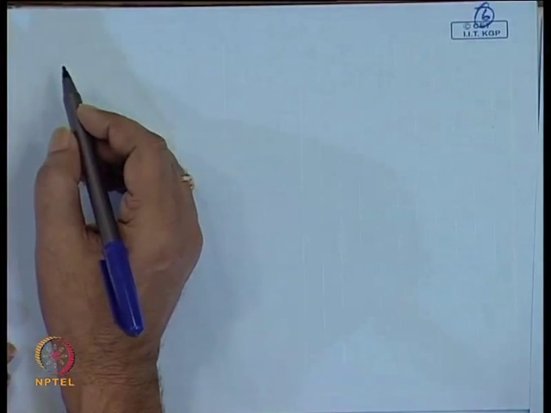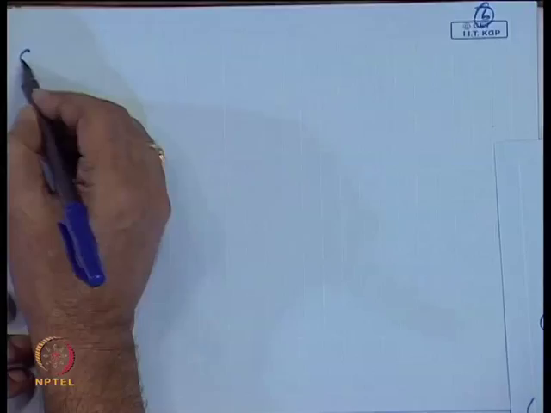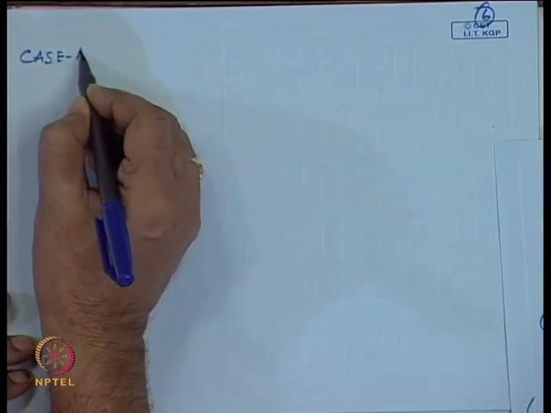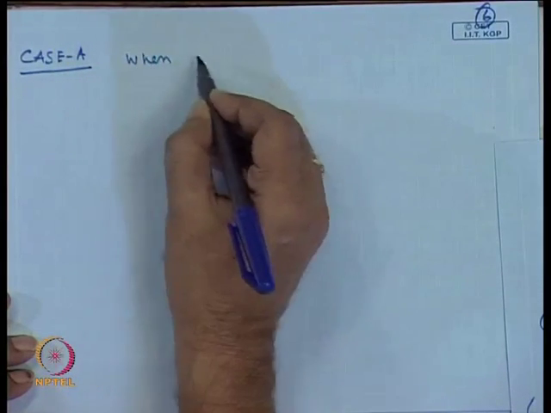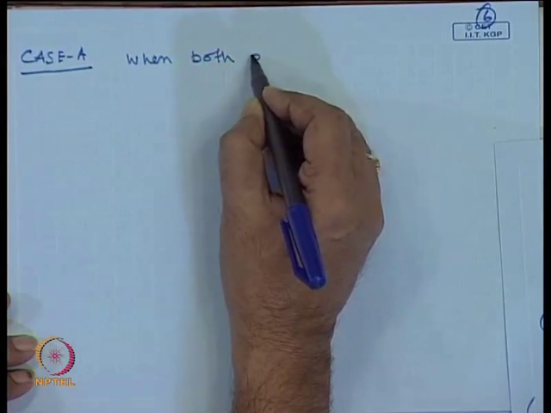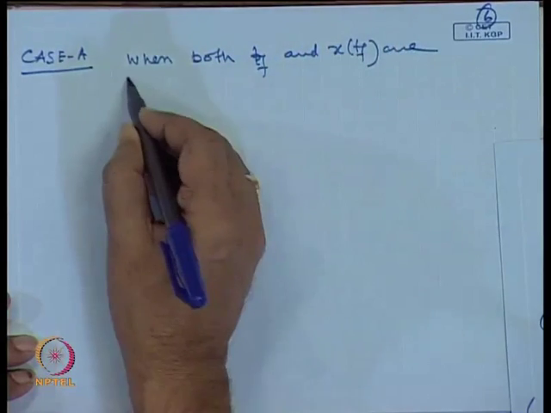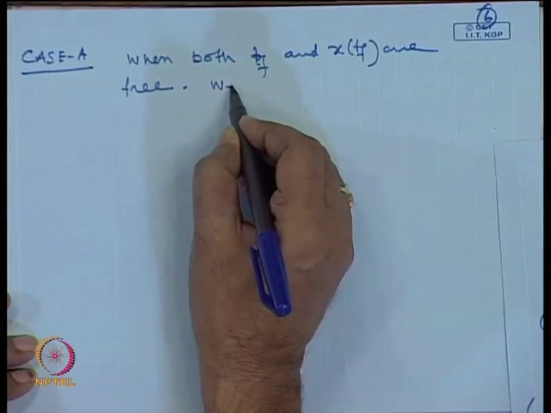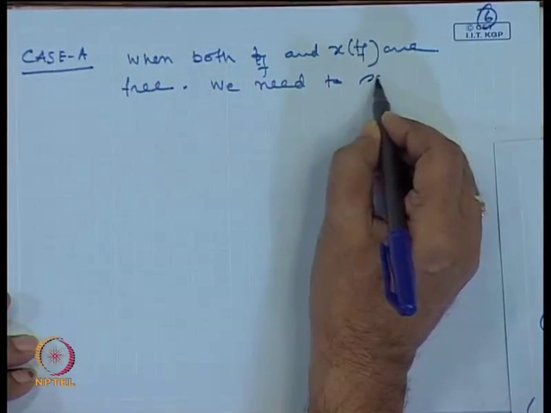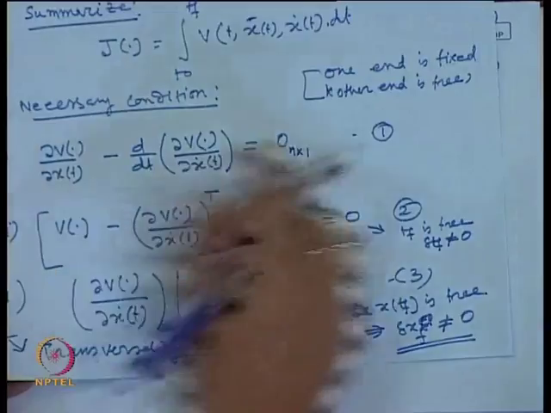Now we take different cases. Let us consider case A. What is case A? Case A is when both t f and x of t f are free. We need to solve equations 1 to 3, these three equations.